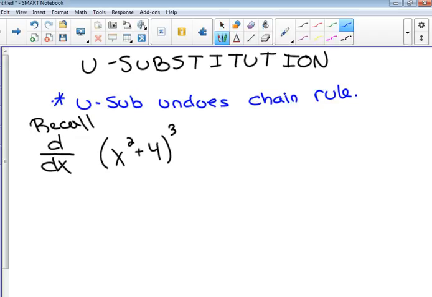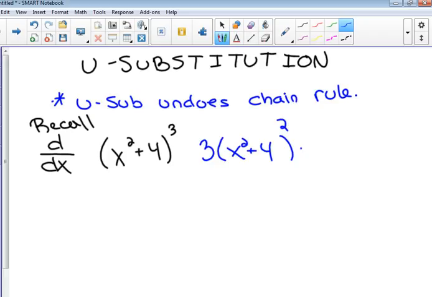Pull it to the front. Yep. Multiply by the derivative of the inside. Good job. So this, yep, and we kept this part the same, x squared plus 4. What happened to your 3? It became a 2. Now, part of the chain rule, the inside stayed the same.